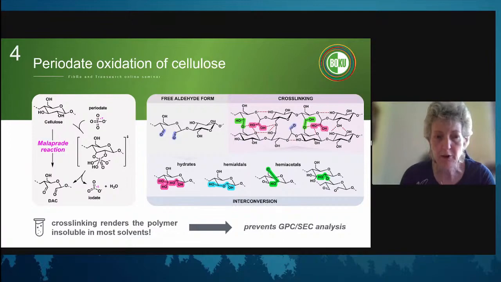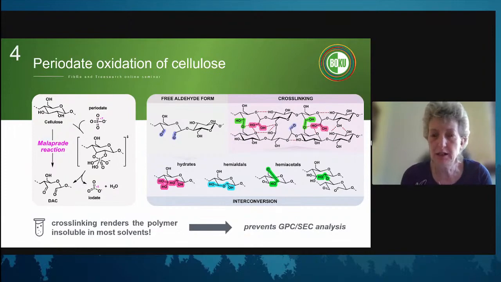And those two aldehyde groups we introduce in the anhydroglucose unit by that process, they do what aldehydes do. They form hydrates. That makes them, at least with low degrees of oxidation, almost invisible in the FTIR spectrum. But they also engage with neighboring OH groups, and they form hemialdehydes, hemiacetals, and cross-links.